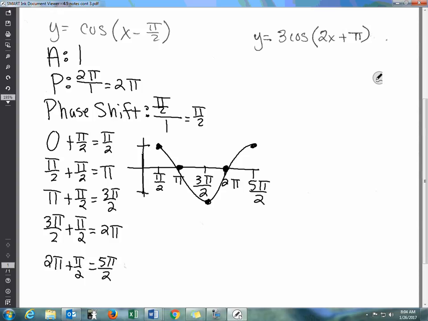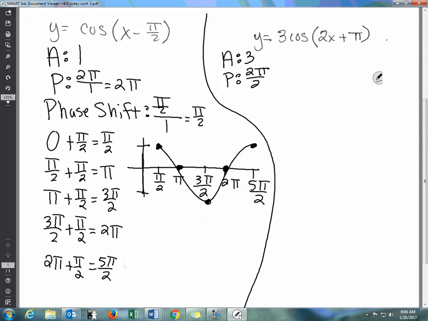The next one, 3 cosine of 2x plus pi. Okay. All right. So let me divide this. Hopefully, I can squeeze this all in over here. Right. So my amplitude is 3. That's the number in front of cosine. Your period length is 2 pi divided by 2, right? That's your b value, which is 2. So 2 pi divided by 2 is pi, right? And that's going to change some things.